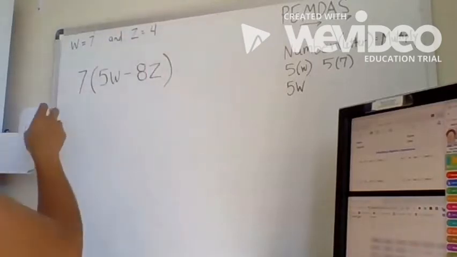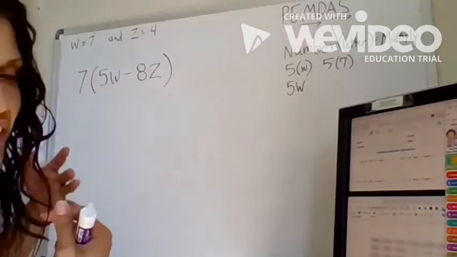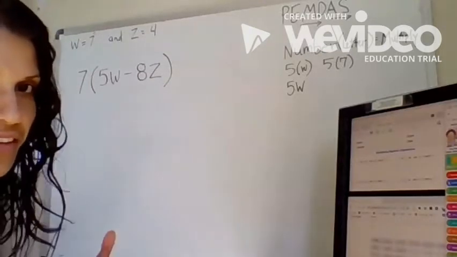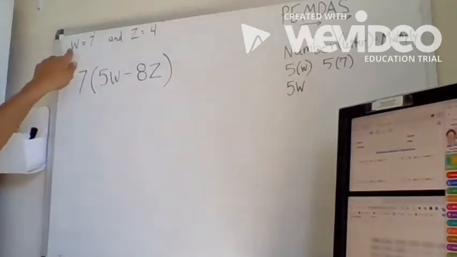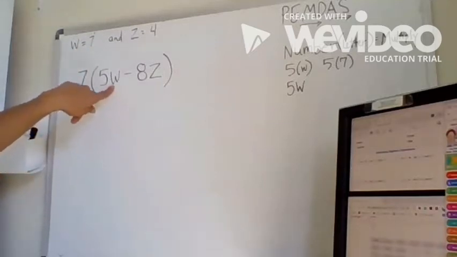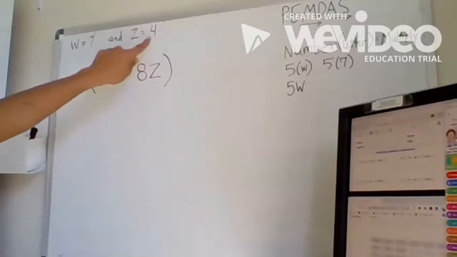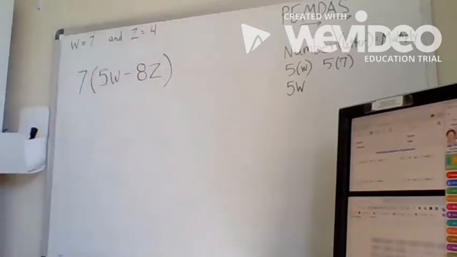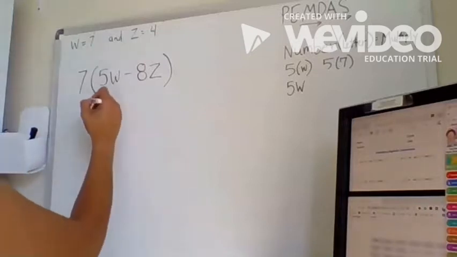All right. So one thing I want to remember is this is like a coding game, like where you're figuring out a code. Anytime I see a W, I'm going to put in a 7. So there's a W, I'll put in a 7. Anytime I see a Z, I'm going to put in a 4. Okay? So let's decode this problem.